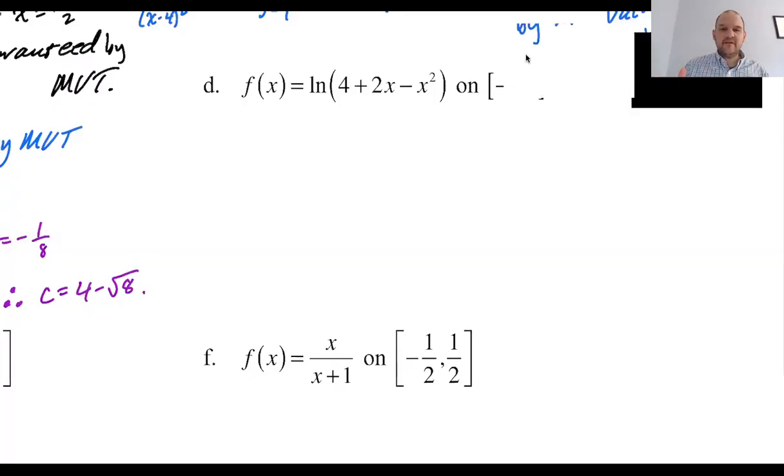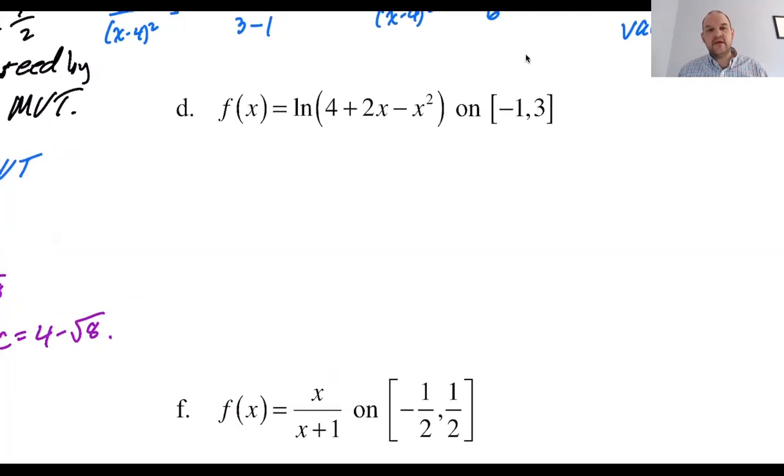All right, we're back. We're on Calc AB Notes 5, page 5. We're solving some very traditional looking mean value theorem problems, and nothing wrong with that. So let's take a look at this one. What are the directions?